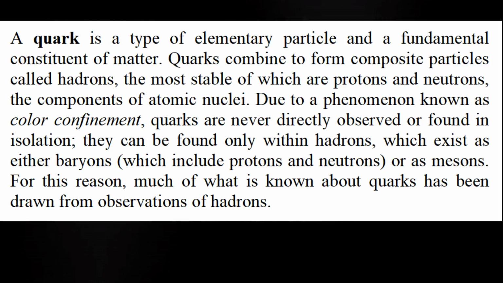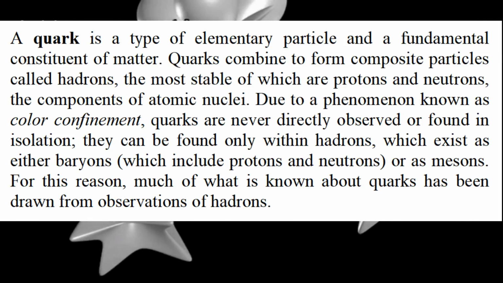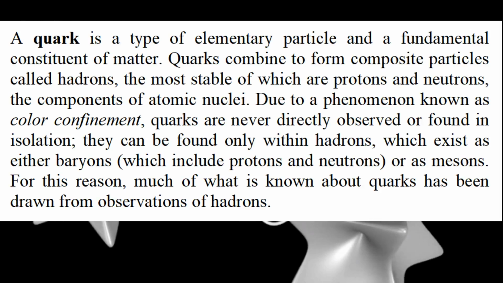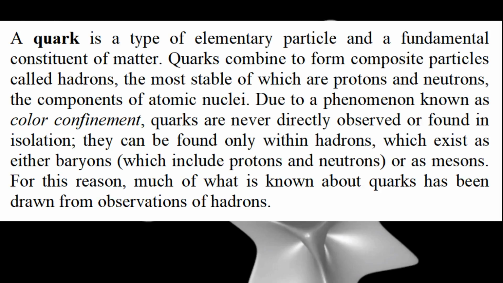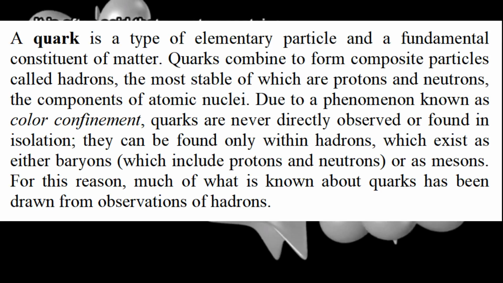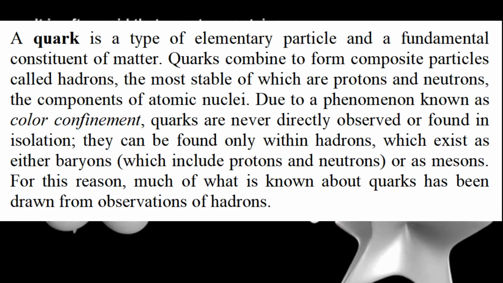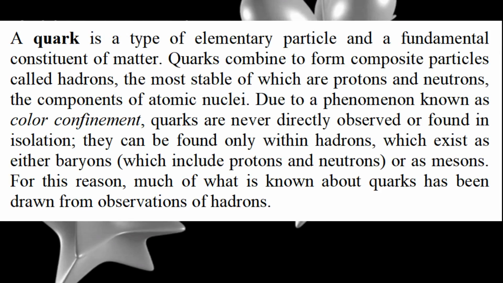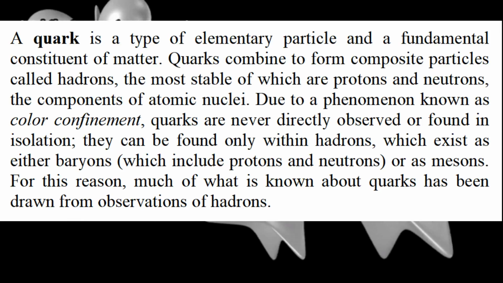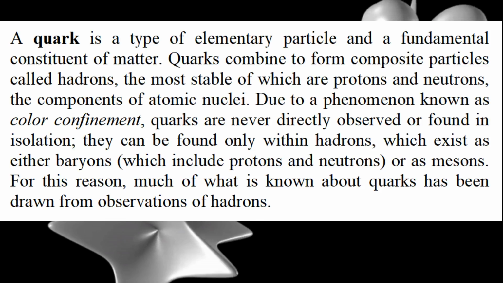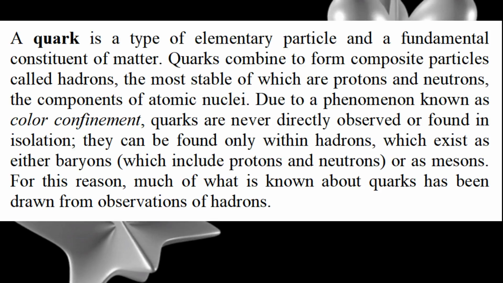For this reason, much of what is known about quarks has been drawn from observations of hadrons, which they can't see either, by the way, because they don't observe. They use the word observe, but they have never seen a hadron either. They haven't seen an atom, and a hadron is part of an atom. What did they observe? Where did they get all this? They don't have any observations whatsoever. They've never seen an atom, much less anything subatomic.